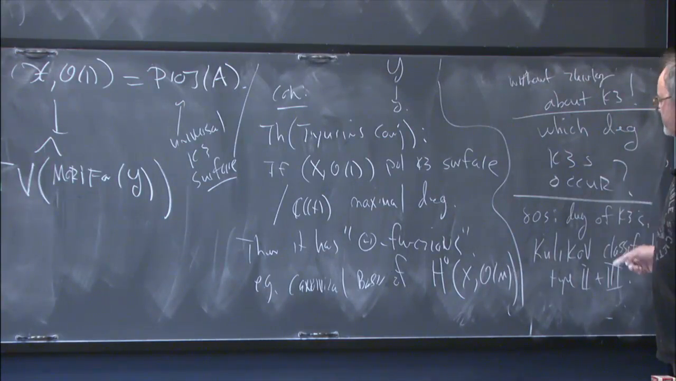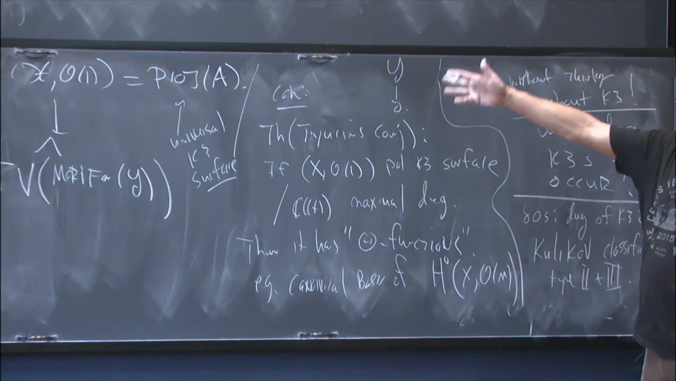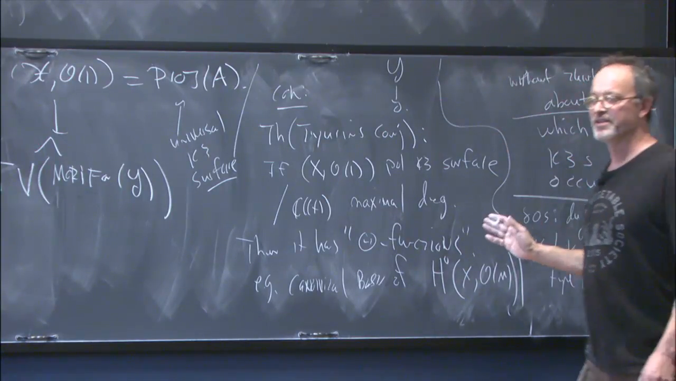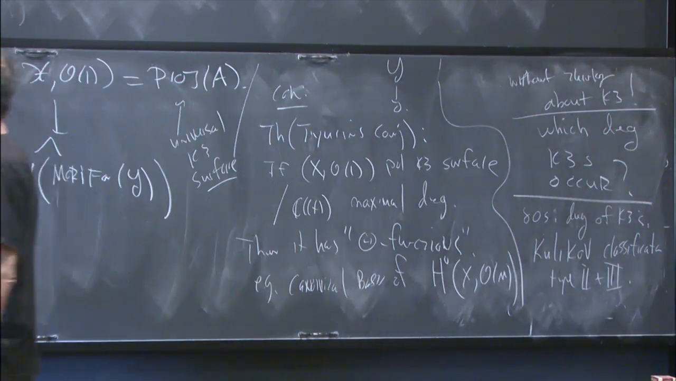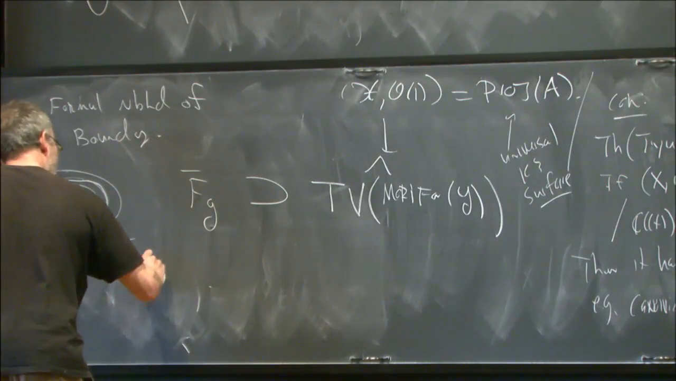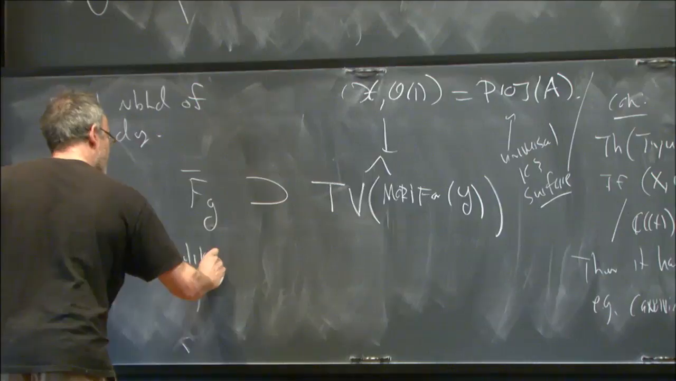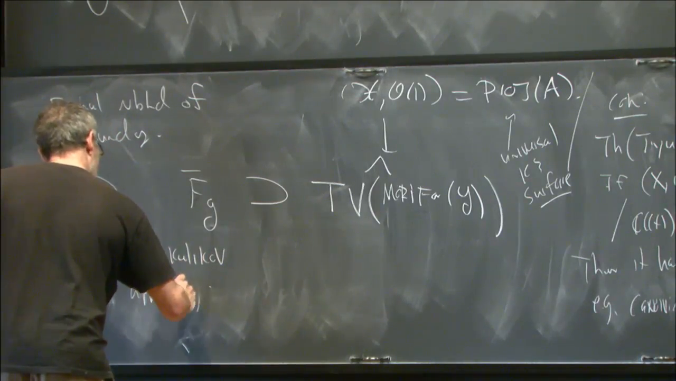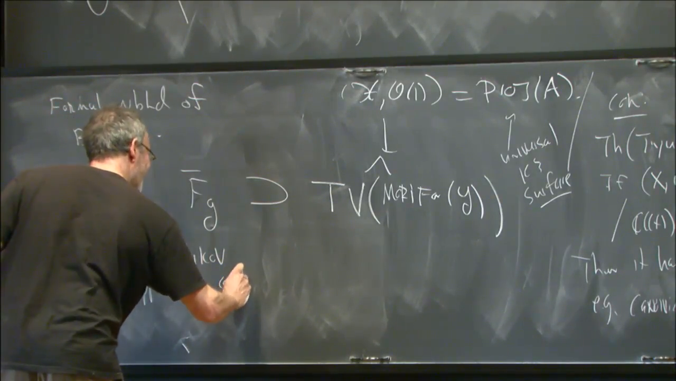I think most people expected to see these things in the boundary of the moduli space. None of these occur. Nothing from Kulikov appears in the compactification. It's really kind of amazing.